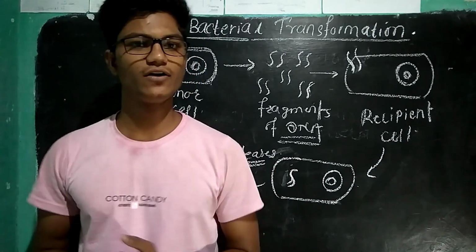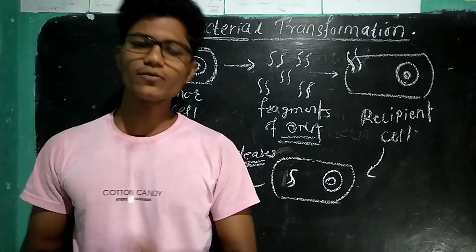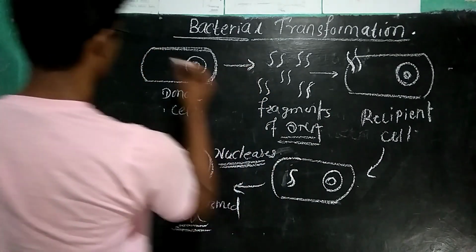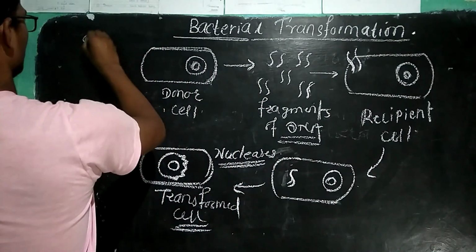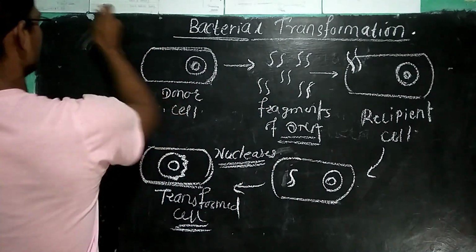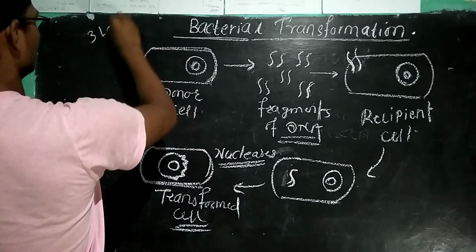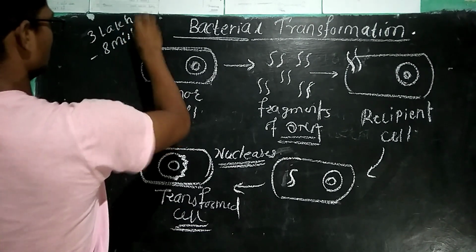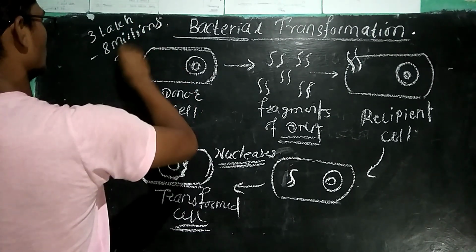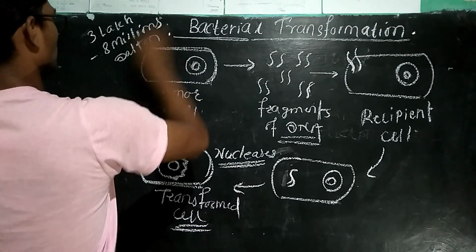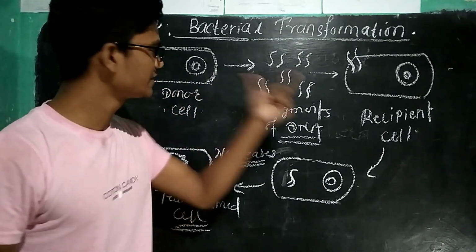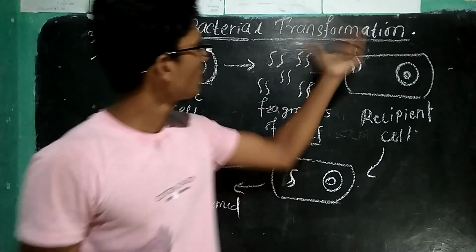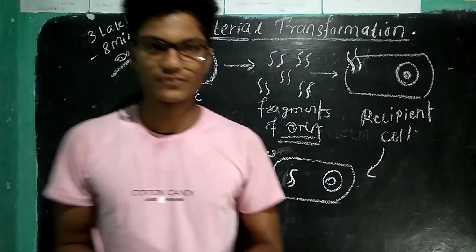Also note another point: those DNA having a molecular weight between 3 lakh to 8 million Dalton are always more preferred in the transformation process. Those DNA having 3 lakh to 8 million Dalton molecular weight are easily transformed in this process. So this is all about the bacterial transformation process.